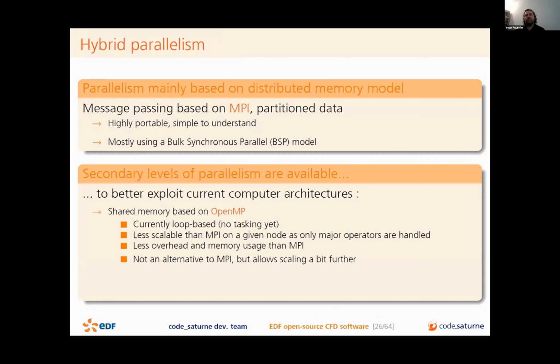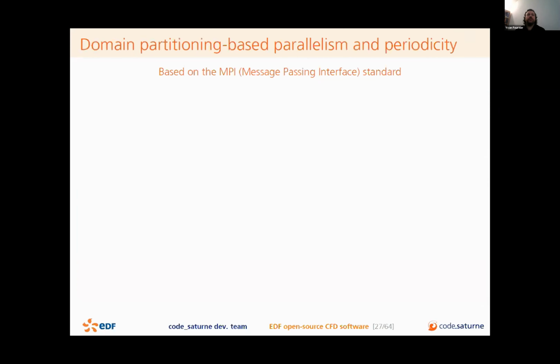Some operators are not OpenMP enabled, so only the major or highest intensity ones are. But it does have less overhead and memory usage than MPI, and when we do mix the two, we can scale a bit further, at least at the end where we start having MPI issues. And we have now started working on GPUs, and for example, we can use the AMGX library for linear solvers, which is a recent addition to the code. So another type of hybrid parallelism.